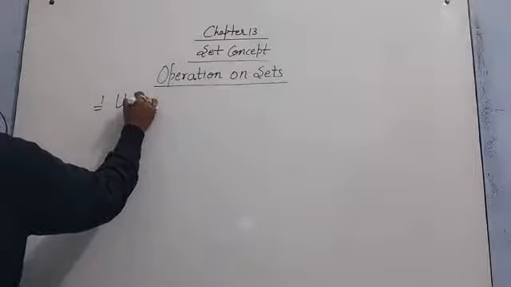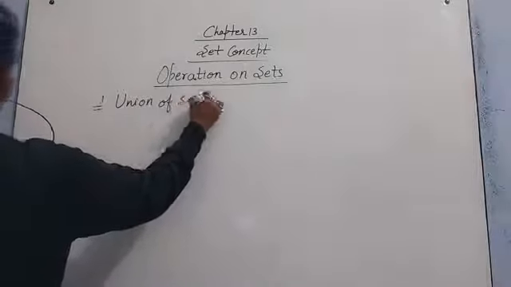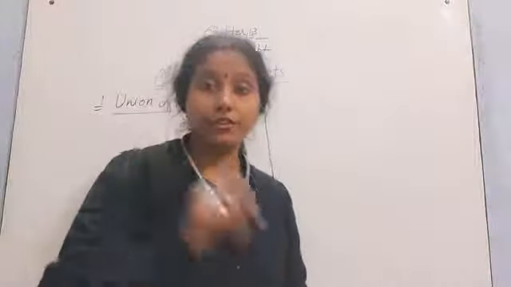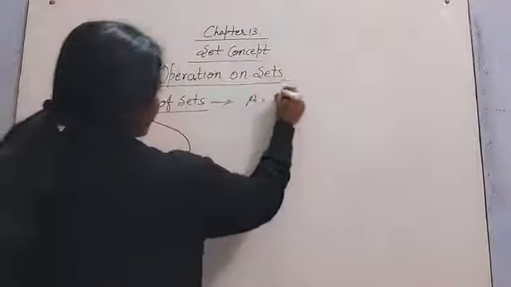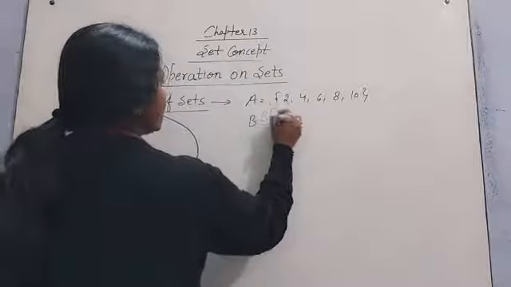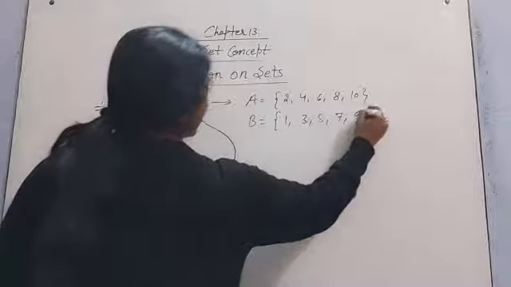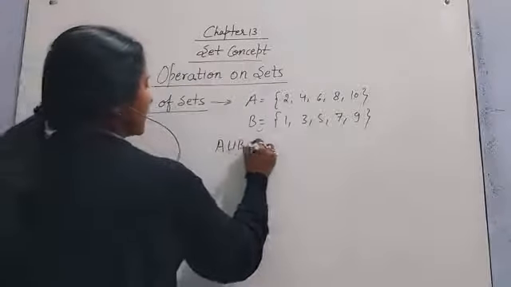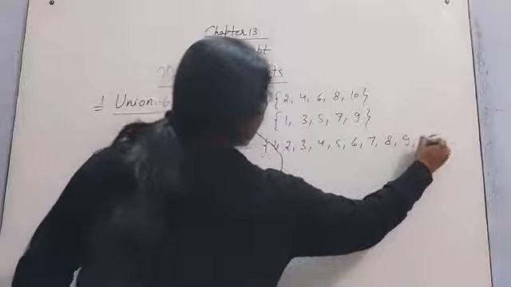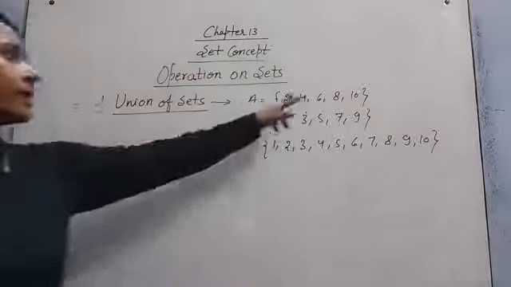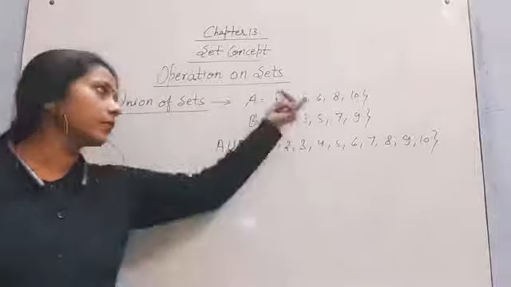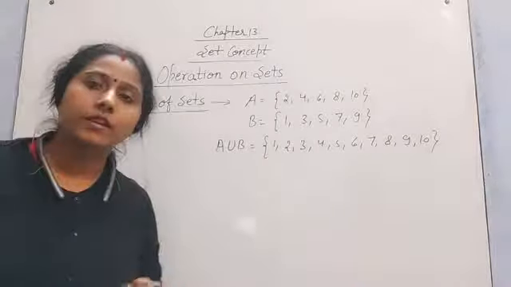First is union of sets. What is it? Union means summation, addition. Suppose two sets are there, A equal to 2, 4, 6, 8, 10 and B equal to 1, 3, 5, 7, 9. So A union B we can write as 1, 2, 3, 4, 5, 6, 7, 8, 9, 10. All the elements of these two sets will be A union B. We add all the elements in one set, A union B.